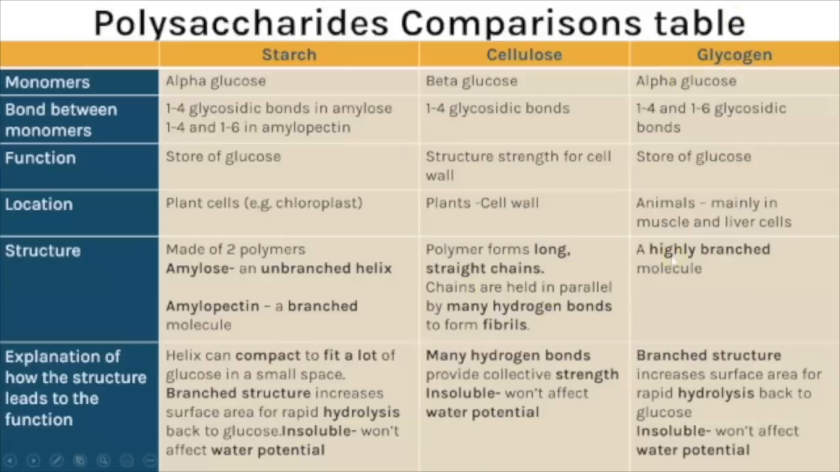Glycogen, now this is actually very similar to starch, in particular the amylopectin in starch. The key difference is it has a higher proportion of 1 to 6 glycosidic bonds, and for that reason it's even more branched and it can be even more readily hydrolyzed back into glucose. And that's an advantage because we find in animals, and because animals move, they will need more glucose.